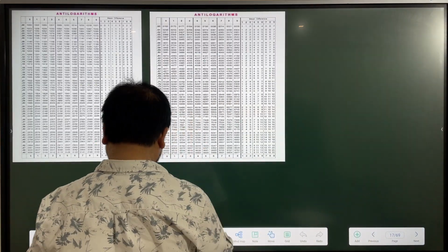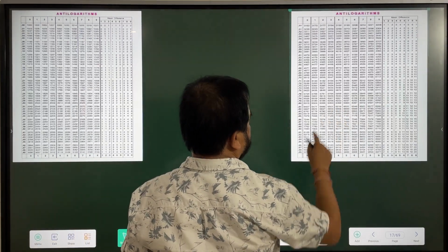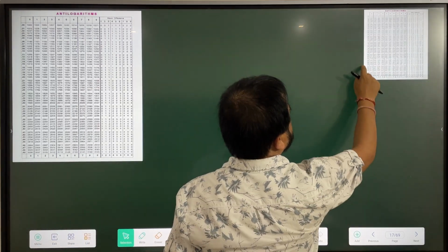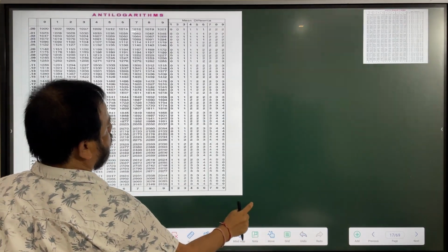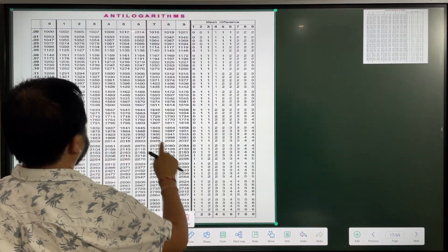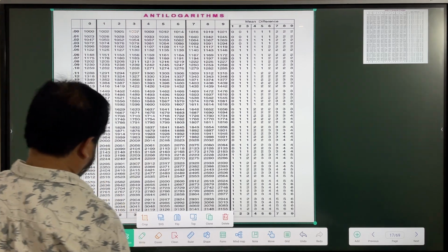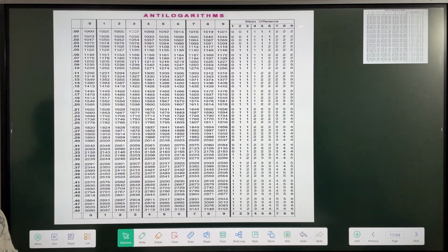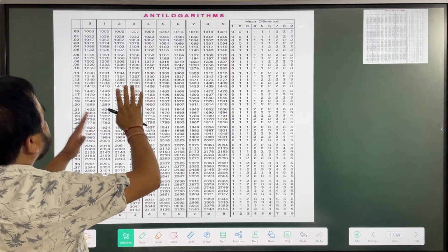Antilog table. The tables look the same, but the things are different. I hope it is visible to you. Anti-logarithm, this is the table. The things are the same.